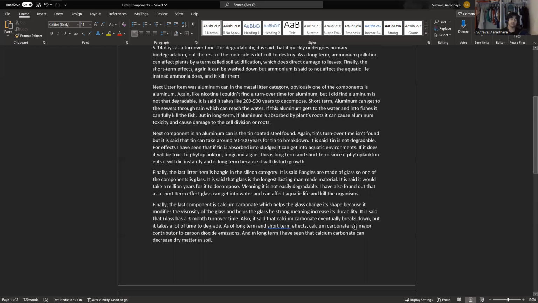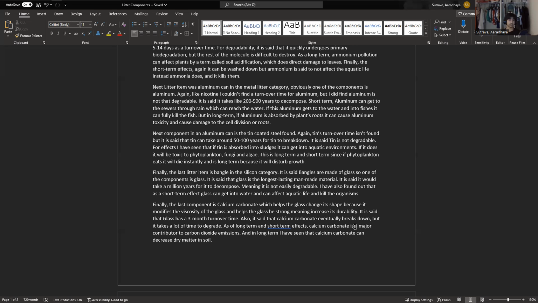Finally, the last litter category is the silicon one, and the item is a bangle. It is said bangles are made of glass. So one of the components is glass. The formula is SiO2. It is said that glass is the longest-lasting man-made material, meaning it will take around a million years to decompose. So it is not very easy to degrade. I have also found that as a short-term effect, glass can get into the water and can affect aquatic life and kill the organisms. Besides that, I couldn't find anything for the effects on the environment.